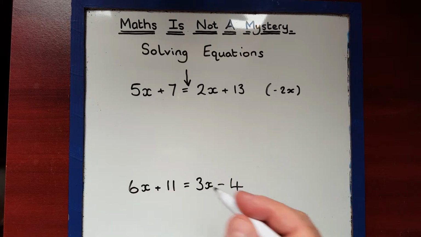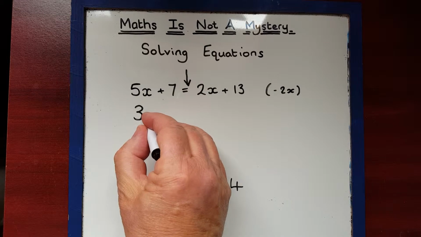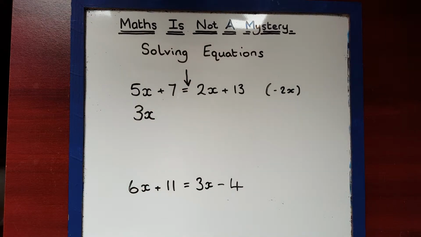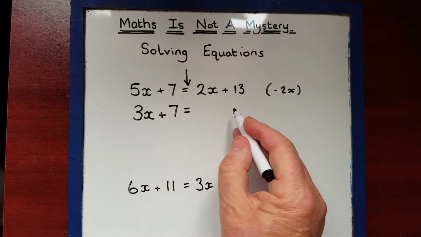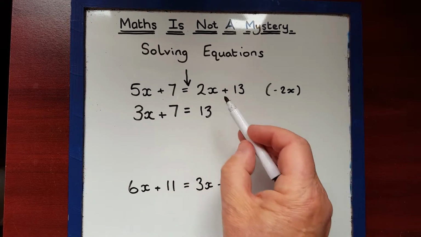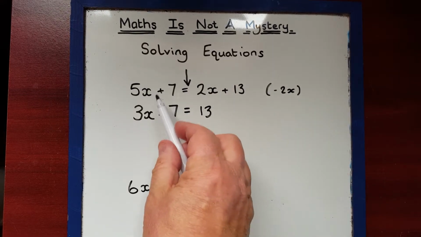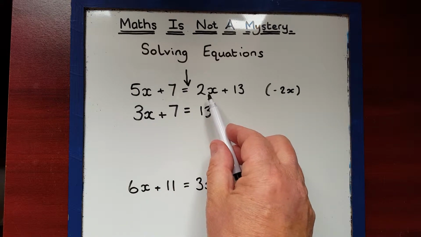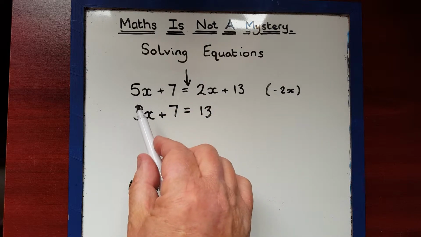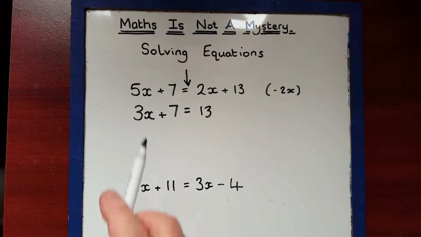5x minus 2x is 3x, so that's going to leave us with 3x there. We haven't changed the numbers, so 3x plus 7 equals 13. Okay, the 7 is still there, the 13 is still there, but the 2x has become minus 2x and it's gone over there. So we've got all the x's.